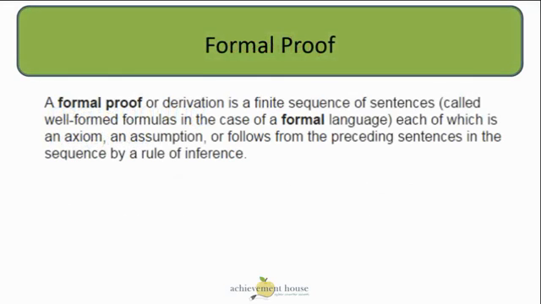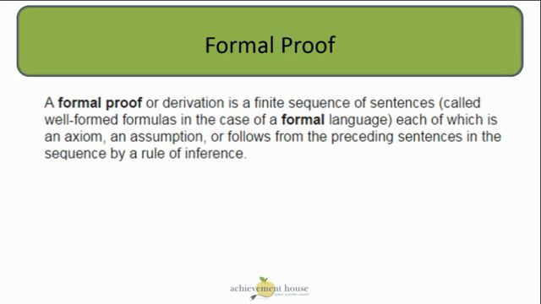All right. What is a formal proof? A formal proof or derivation is a finite sequence of sentences called well-formed formulas in the case of a formal language. So don't worry about that part. That's a little confusing. But a formal proof is, like I said, a sequence of sentences going from one statement to another that we know are true so that we can reach that final statement to say, yes, this statement is true.